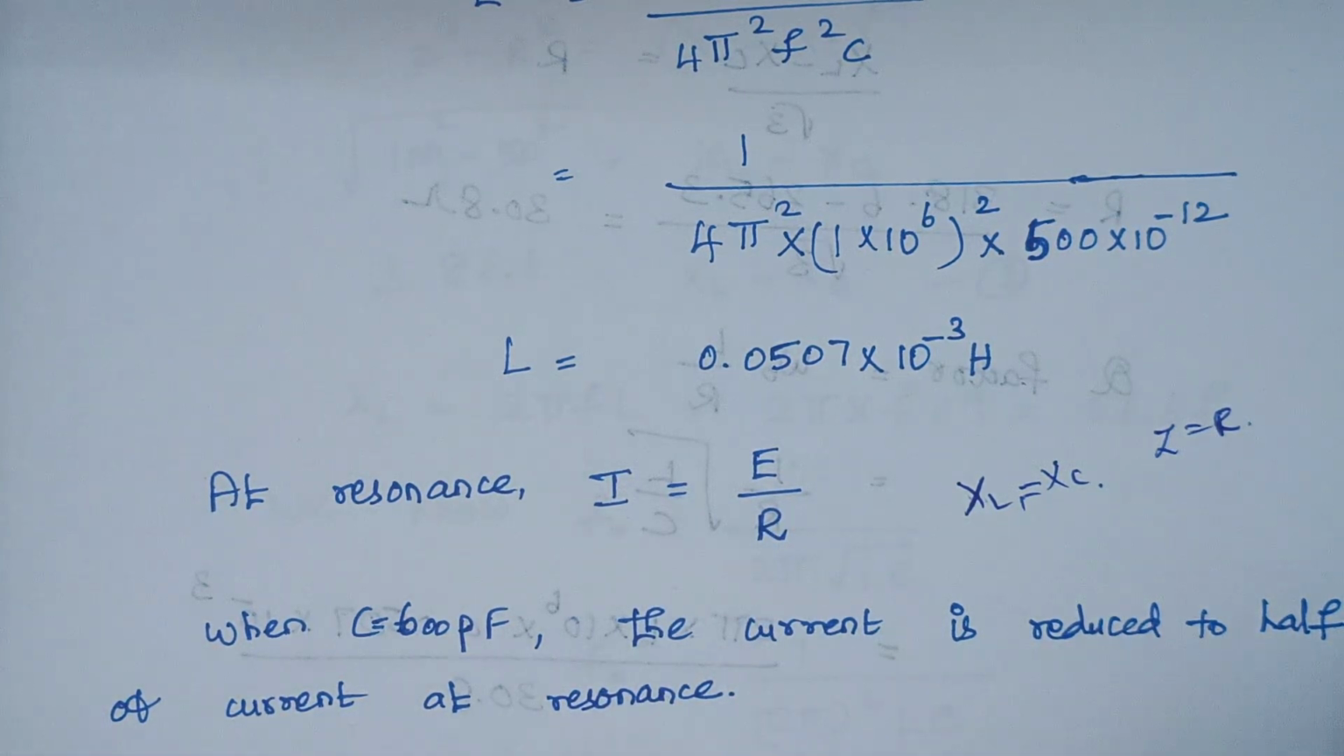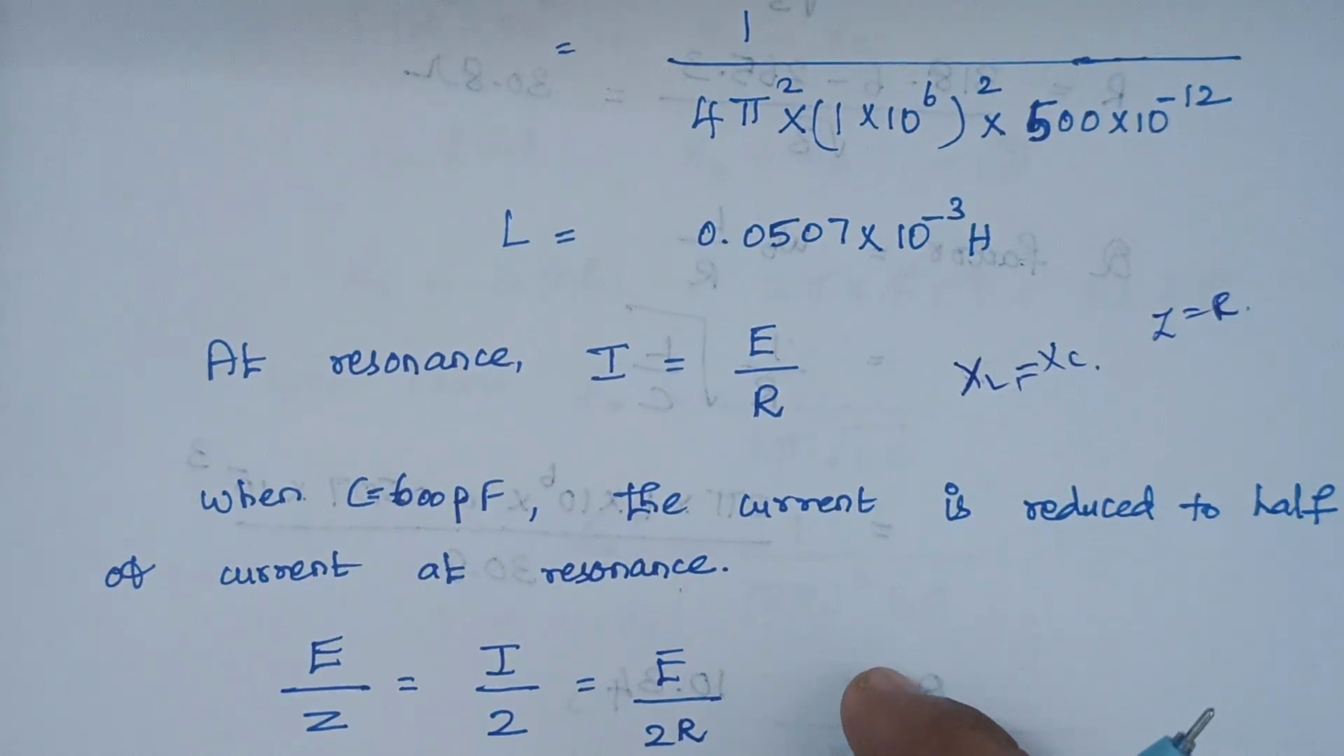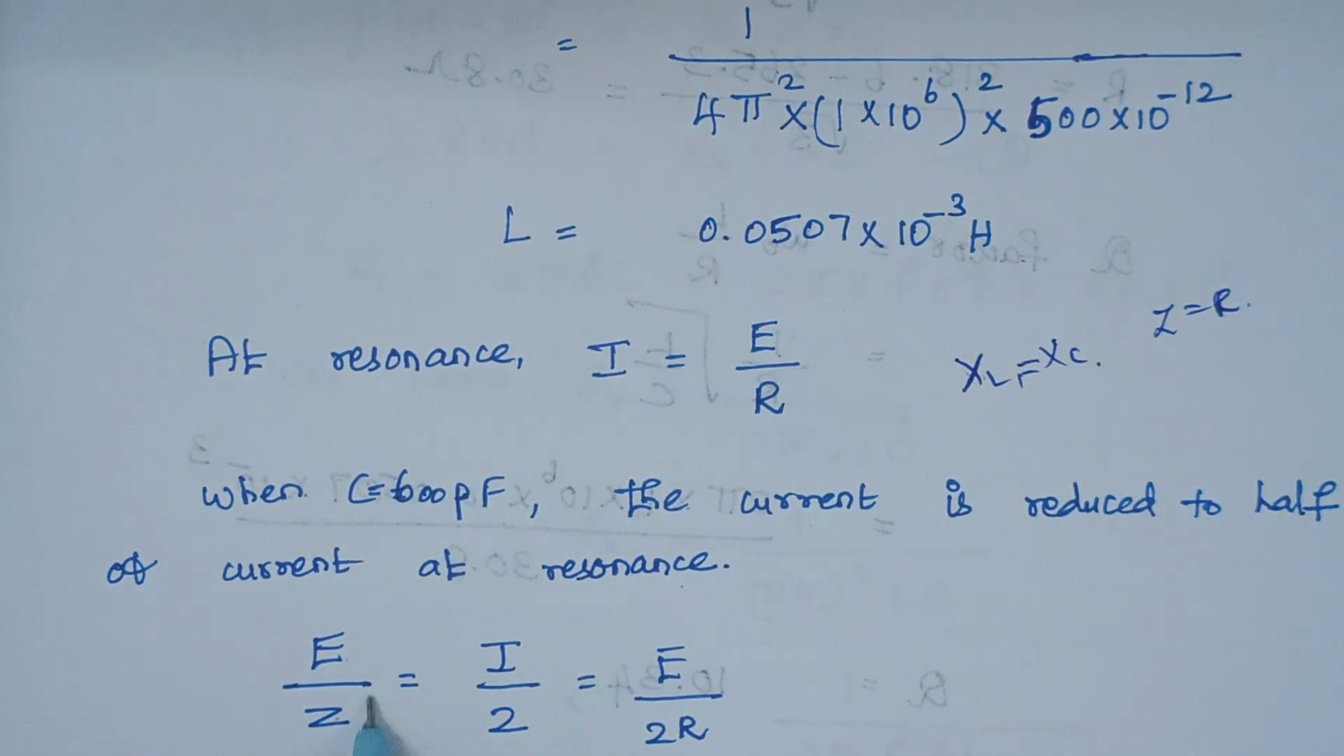Then, when the value of capacitance is 600 picofarad, the current is reduced to half of the current at resonance. So when the capacitance is 600 picofarad, our circuit won't be in resonance state. Therefore, the value of current is given by E by Z. And this current is equal to half of the resonant current. What is the half of the resonant current? Here at resonance, the value of current is I. Therefore, here it is equal to I by 2.